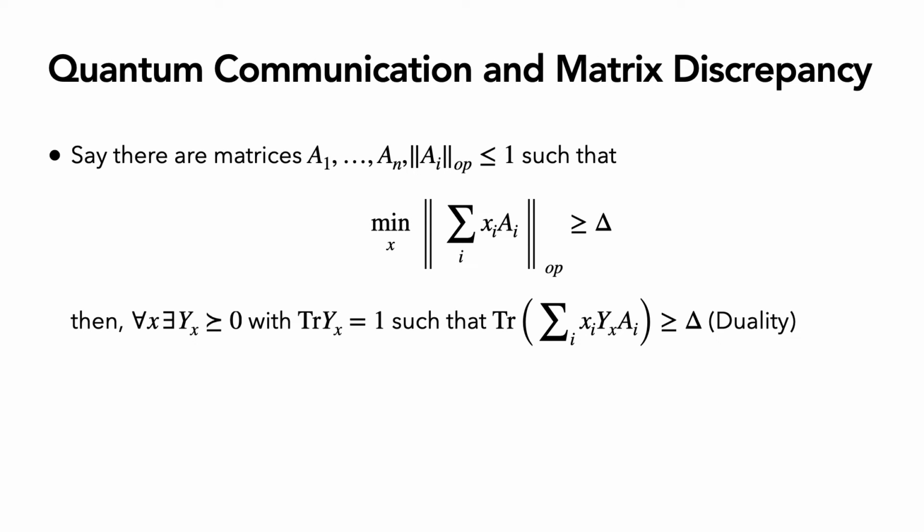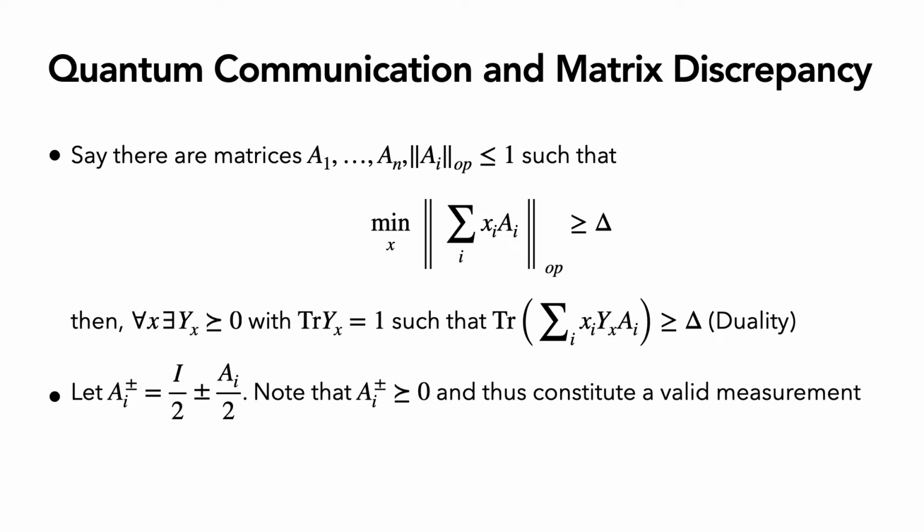Now consider matrices A1 to AN with operator norm bounded by 1, such that for every sign vector x, the norm of the sum of xi Ai is greater than delta. From duality, we have that for every x, there is a PSD matrix Yx with trace 1 such that the trace of the sum of xi Ai times Yx is greater than delta. Now consider the matrices Ai plus minus as the identity over 2 plus minus Ai over 2. These matrices are PSD and each pair sums to the identity.